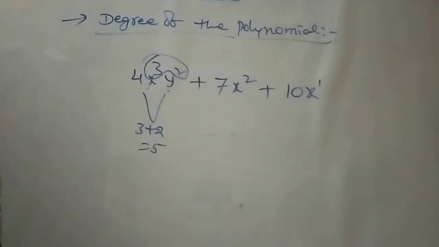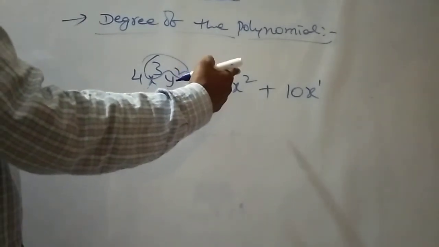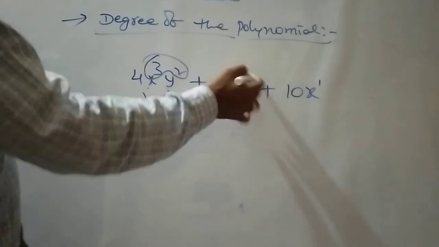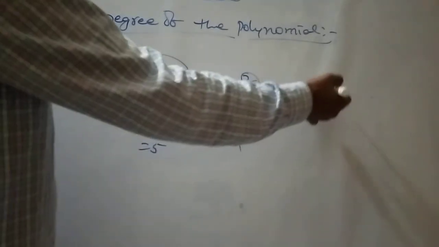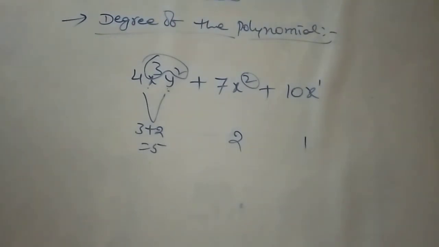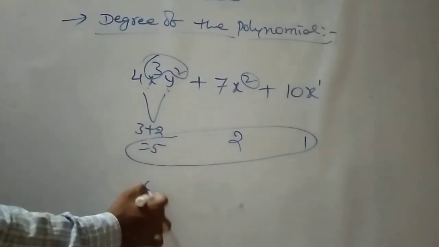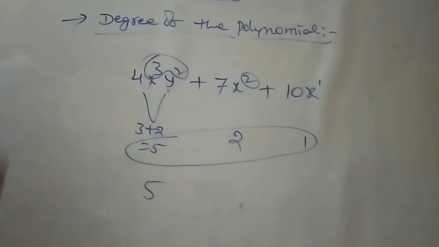Then coming to the next one. Next term, the sum of the variable powers, only one variable, that is 2. The next one, only x, that is x power 1, so 1. Now the degree of the polynomial is the largest degree of its variable terms. What is the largest in this? 5, 2, 1, that is 5. Means the degree of the given polynomial is 5. Like this you can find the degree of the polynomial, either it is 1 or 2 or 3.